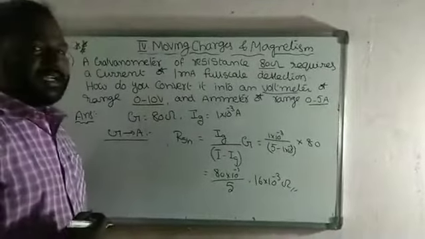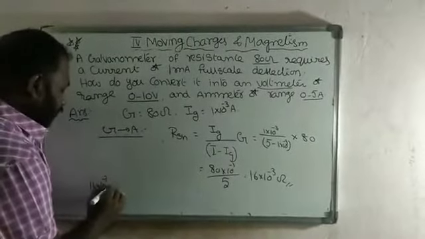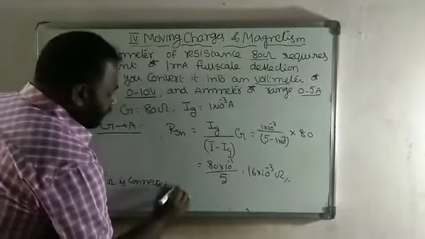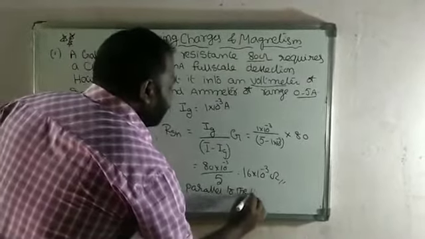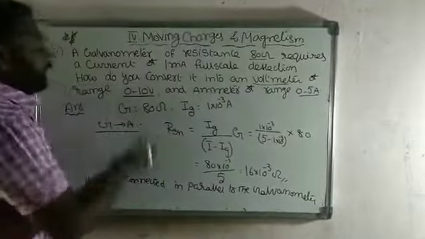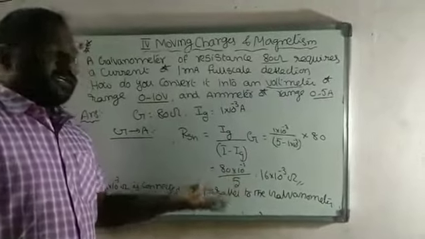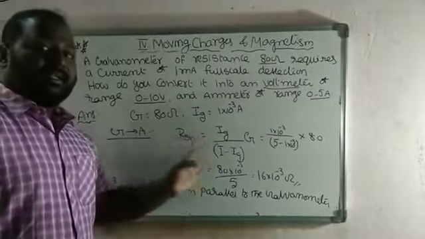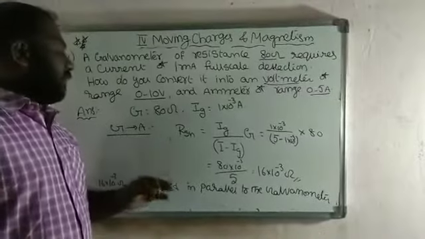A small resistance of 16 into 10 power minus 3 ohms is connected in parallel to the galvanometer. Then it acts as the ammeter. So in the previous galvanometer to voltmeter conversion, we got the resistance value 9,920, a very high resistance connected in series. Here a small resistance of 16 milliohms is connected in parallel to the galvanometer, then it acts as the ammeter.